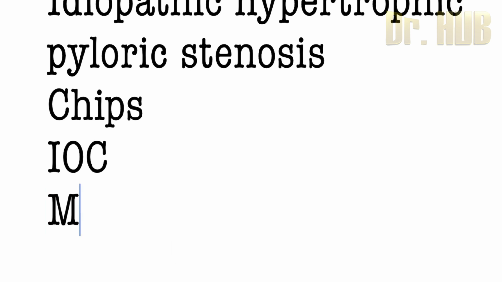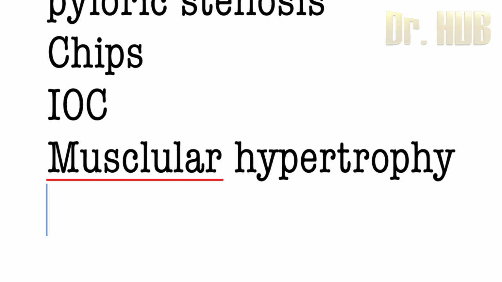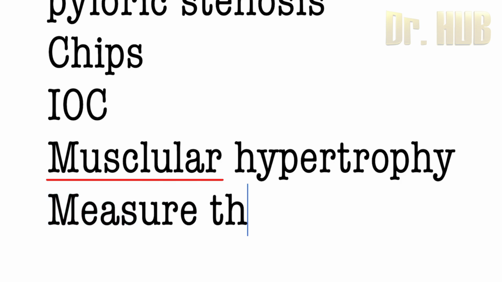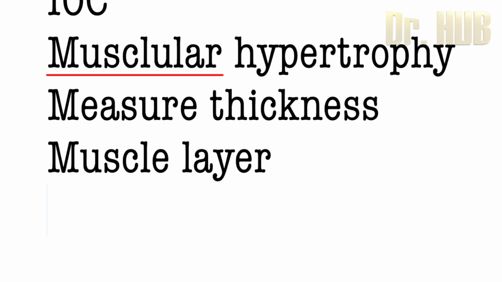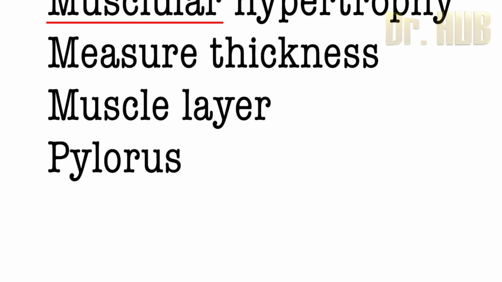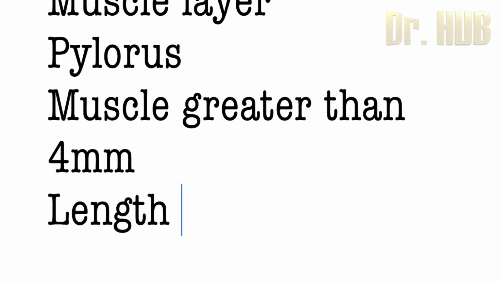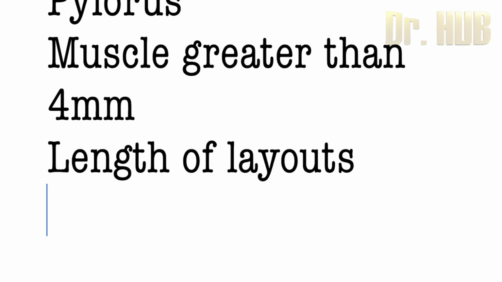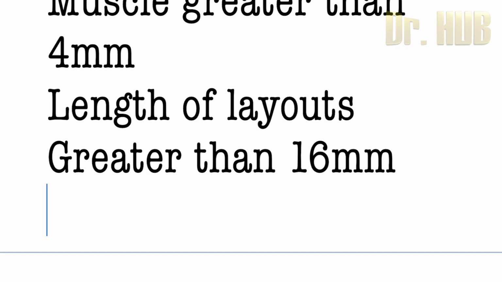The IOC includes ultrasound to see the muscular hypertrophy, and to measure the thickness of the muscle layer of the pylorus. The muscle thickness should be greater than 4 mm, and if you look at the length of the pylorus, it is greater than 16 mm.